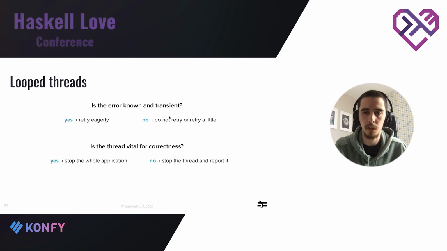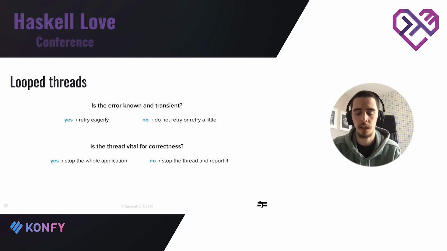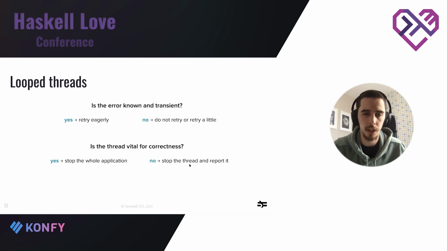And if we don't know that, then it makes little sense to retry. So we either do not retry or retry just once, for example. And the second question is whether the thread is vital for correctness of the application. So if we know for sure that without this thread, the application can still work correctly, then we can stop the thread and ideally somehow report that it stopped so that it can be investigated. But if we are not sure that it won't affect correctness, then it seems better to just stop the whole application, because an application that does nothing is still better than an application that works incorrectly.